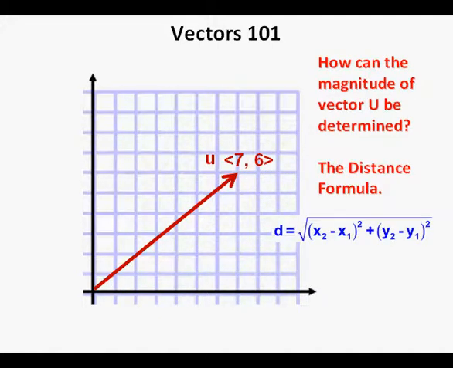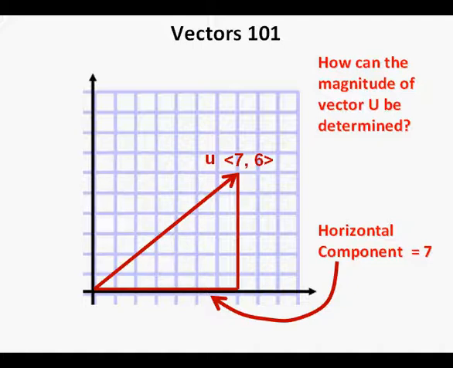To determine the magnitude of a vector, we can use the distance formula, which is a coordinate plane application of the Pythagorean theorem. We can also determine the magnitude of the vector by separating the vector into the legs of a right triangle. This vector has a horizontal component of 7, which is the base of the triangle, and a vertical component, which is the vertical leg of the right triangle, of 6 in length.